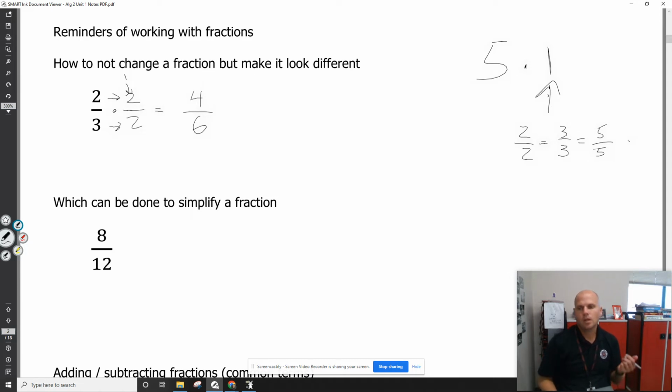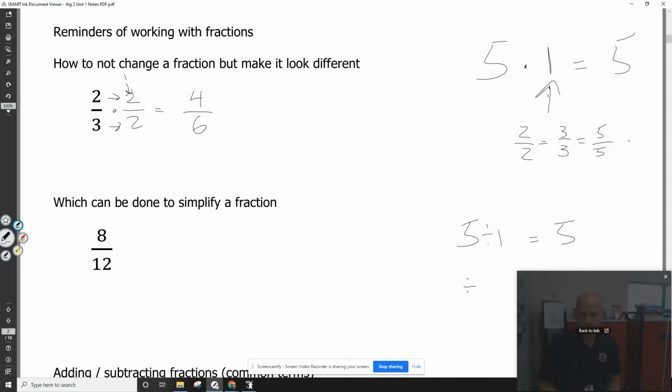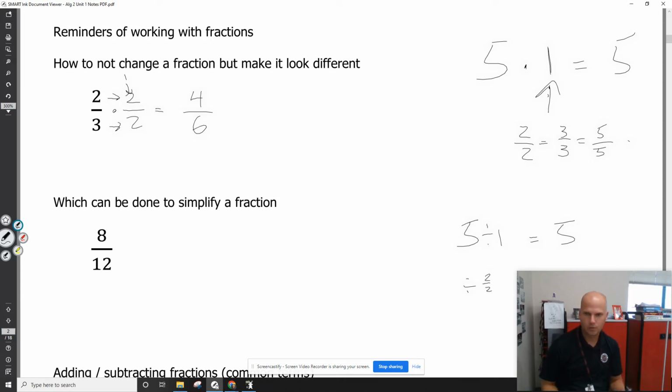This can be done also to simplify. Multiplying by 1 doesn't change anything. Dividing by 1 doesn't change anything. I can choose to divide something by 2 over 2 or 3 over 3 or 4 over 4. You can choose to divide by 4. As long as you divide by 4 divided by 4, you're good.